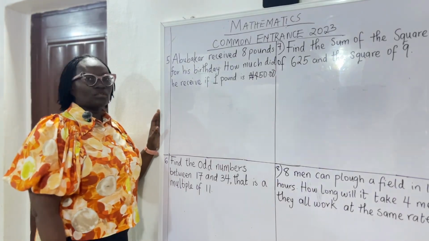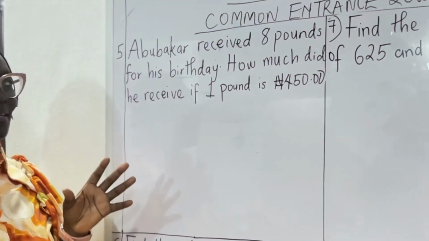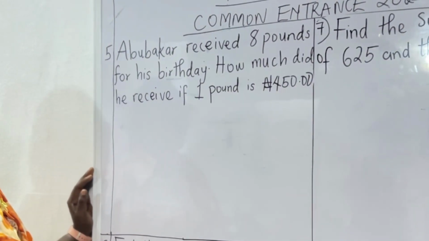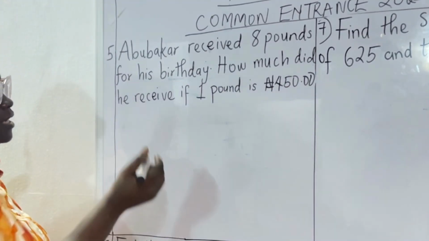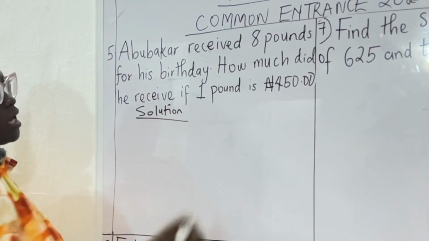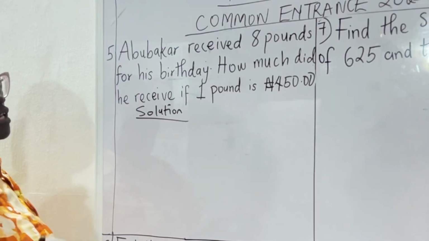Next question, question 5. Abubakar received £8 for his birthday. This must be a long time ago. How much did he receive if £1 is 450 naira? Okay, let's solve this together. Abubakar received £8 for his birthday. How much did he receive if £1 is 450 naira?